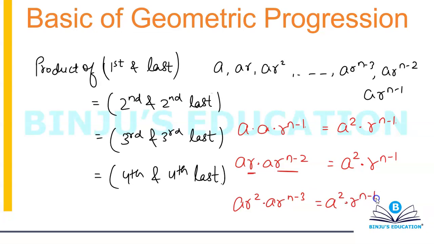So in this case, the product of the first and the last is equal to the product of second and second last, is equal to the product of third and third last, and so on and so forth. Okay. So this is like the very basics of geometric progression which you need to know.